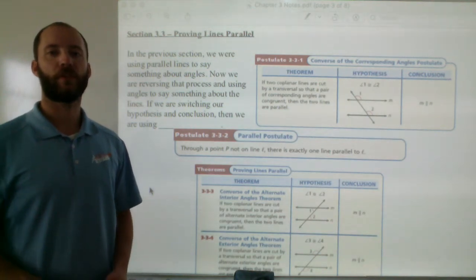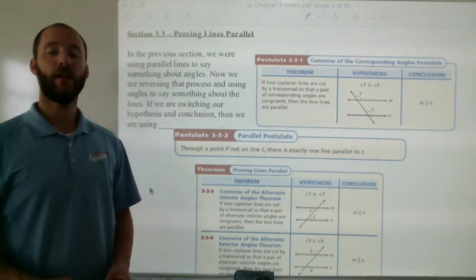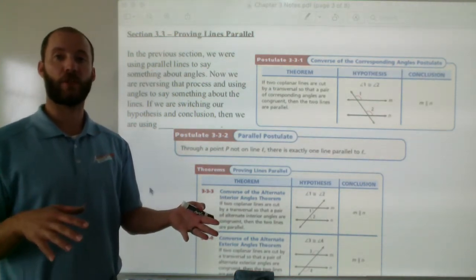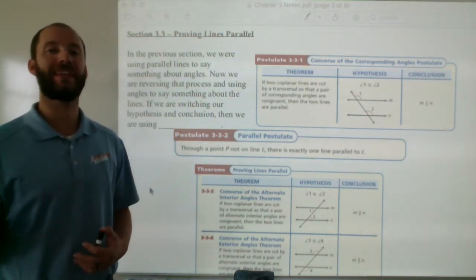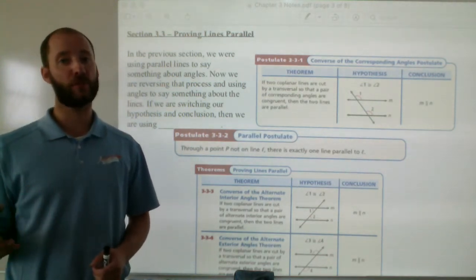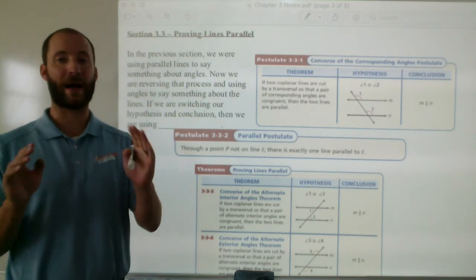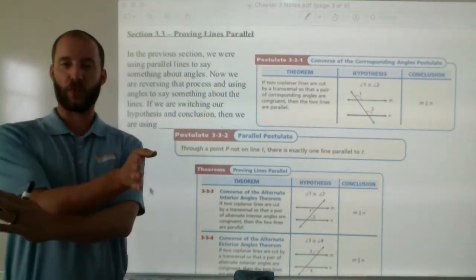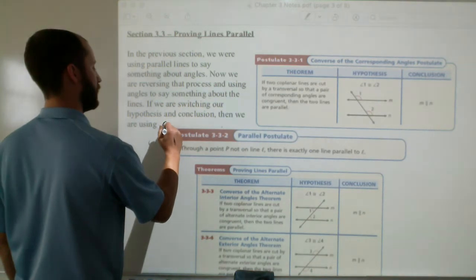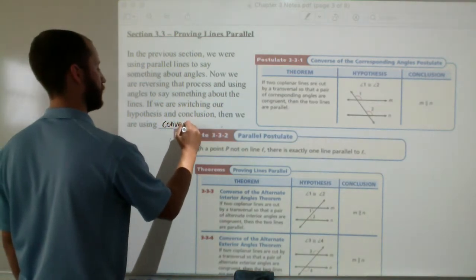Section 3.3, proving lines parallel. So what we're doing is we're going a little bit of the opposite direction from section 3.2. In 3.2, the given was that the lines are parallel. Well, now we're trying to prove the lines are parallel. That hypothesis is switching with the conclusion, which means we are using converses.